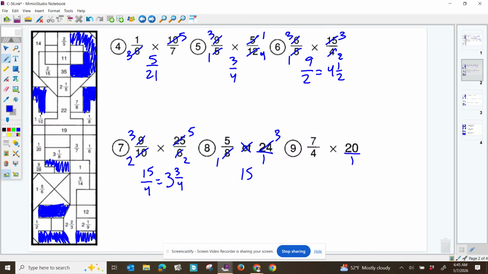20 over 1. 20 and 4 work really well together. Divide by 4/4. That becomes a 5. 7 times 5 is 35. And so there we go.